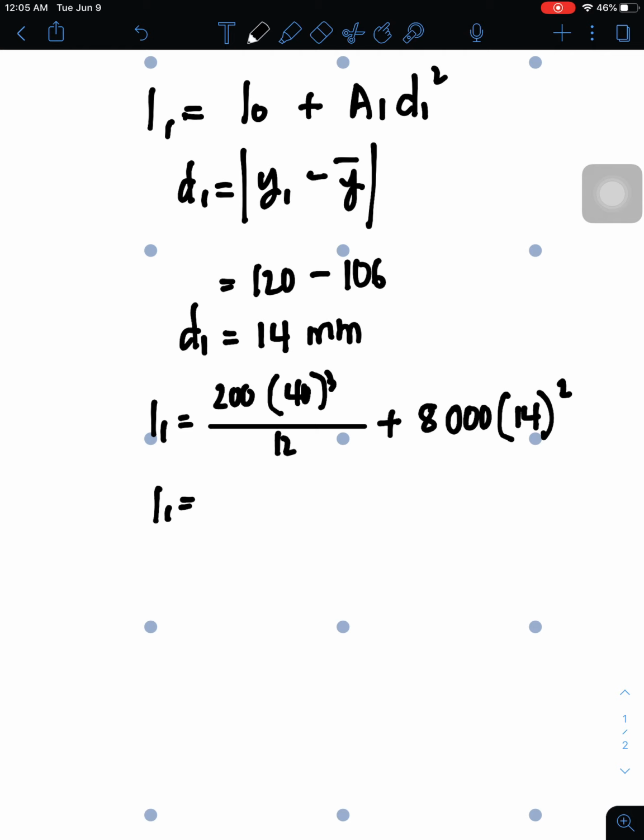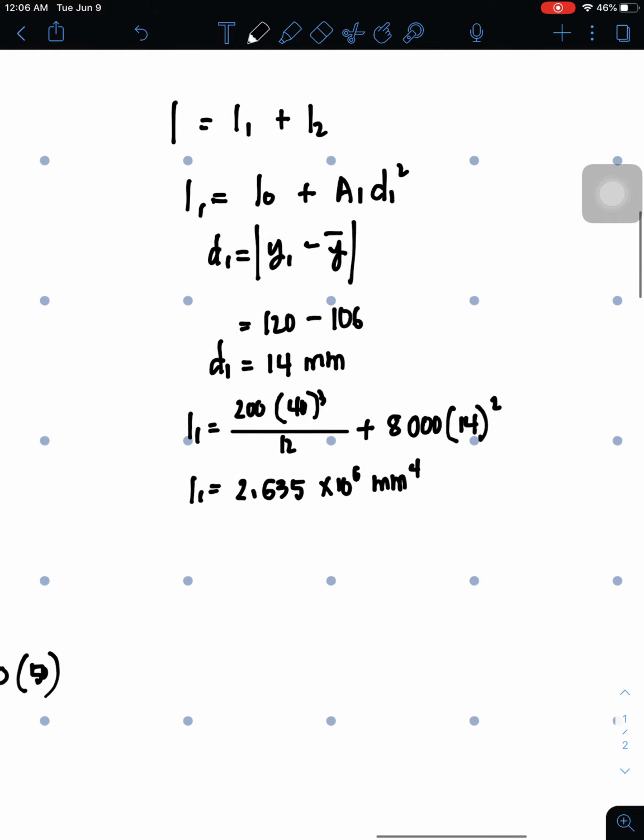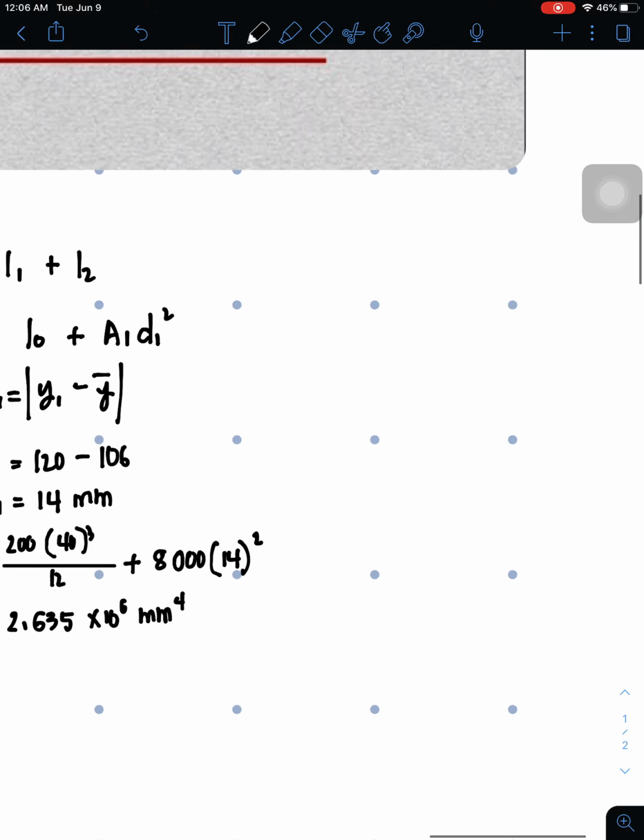That's 200 times 40 cubed over 12 plus 8,000 times 14 squared. It's 2.635 times 10 to the 6th mm to the 4th.